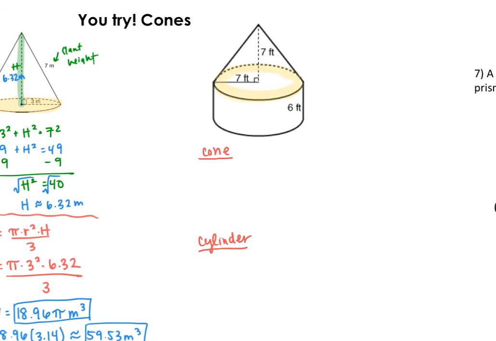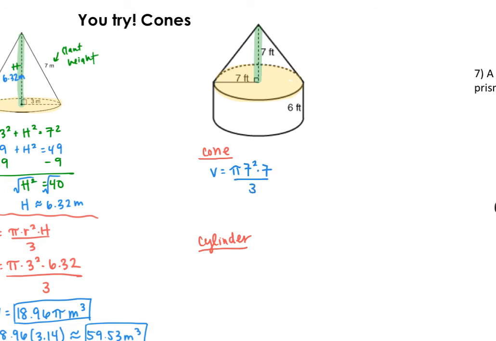We have our base. The height that we're going to use is this height. And in this case, we don't need to use Pythagorean theorem because we're given the height that we need, not the slant height. So finding the volume of the cone, it's going to be pi times the radius, which is 7 squared, times the height, divided by 3.